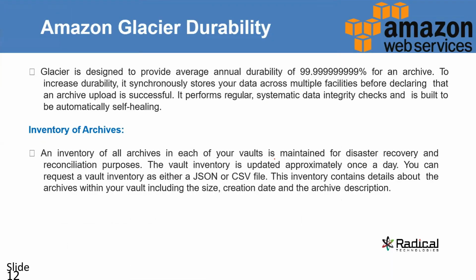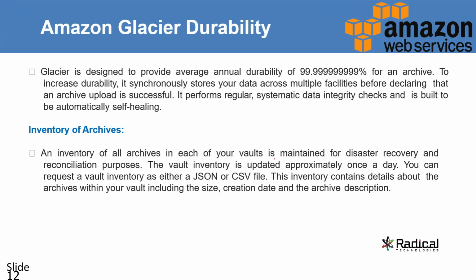Glacier is designed to provide average annual durability of 99.999999% for an archive. To increase durability, it synchronously stores your data across multiple facilities before declaring that an archive upload is successful. It performs regular systematic data integrity checks and is built to be automatically self-healing.